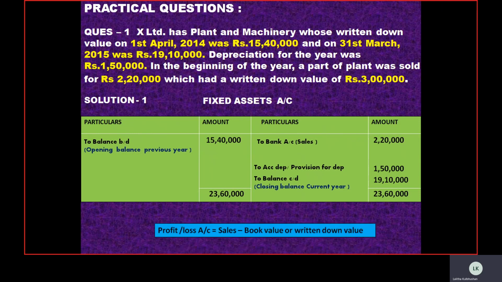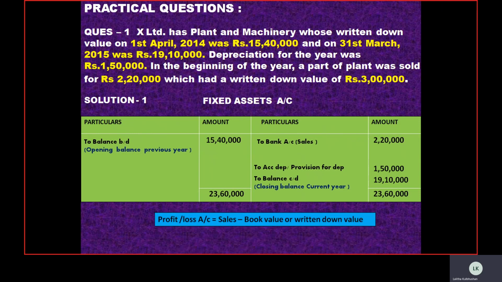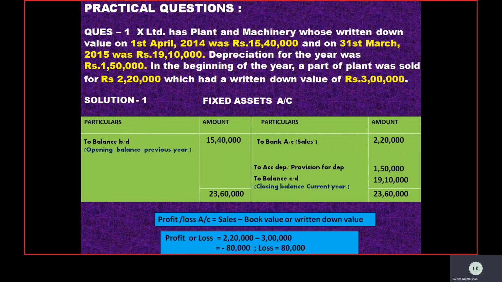Now the next thing is that no direct value for the profit and loss has been given, but all the necessary information has been given through which we can calculate the profit and loss account. So how do we calculate it? We can use the formula: profit and loss account equals sales minus book value. The sales is given as 2,20,000 and the book value is given to us as 3 lakhs. So children, the book value is more than the sales.